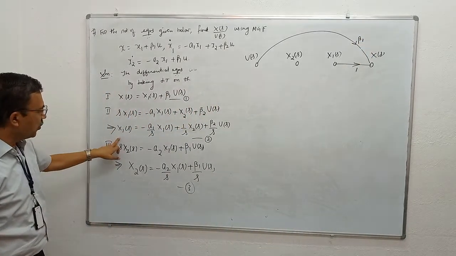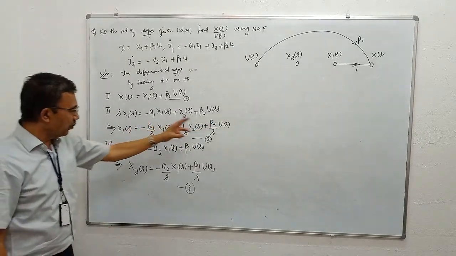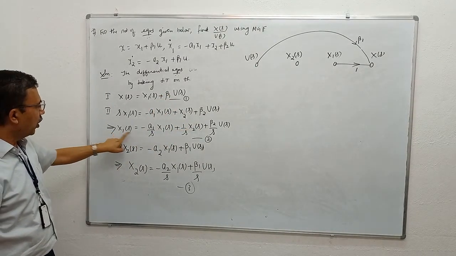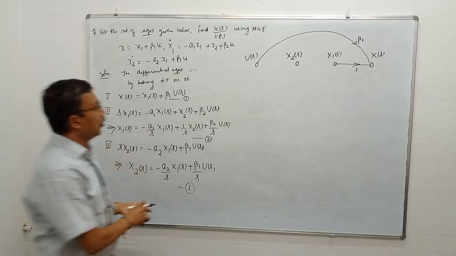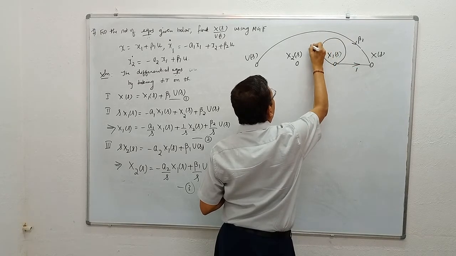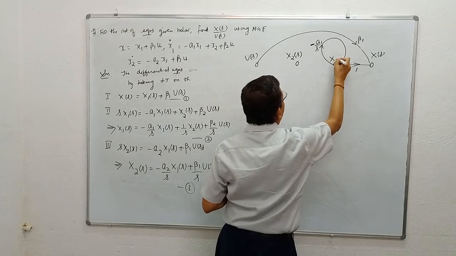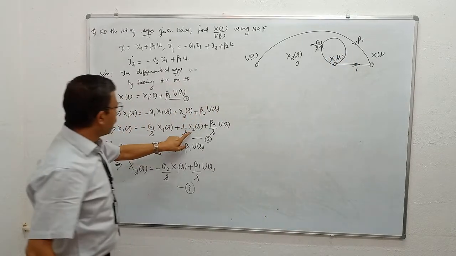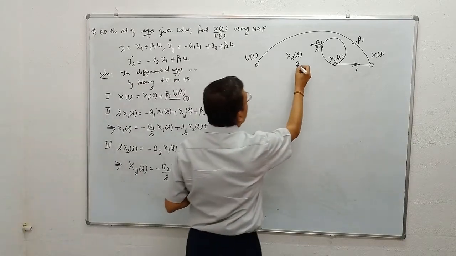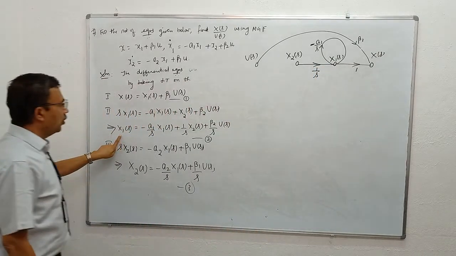Now we go to equation 2. There are three terms on the right hand side of equation 2, and these three terms represent the signals that have to enter the node x1 of s. First one is minus a1 by s into x1 of s. Take x1 of s, multiply x1 of s by minus a1 by s and give it back to the node x1 of s. Next, x2 of s multiplied by 1 by s has to enter the node x1 of s.